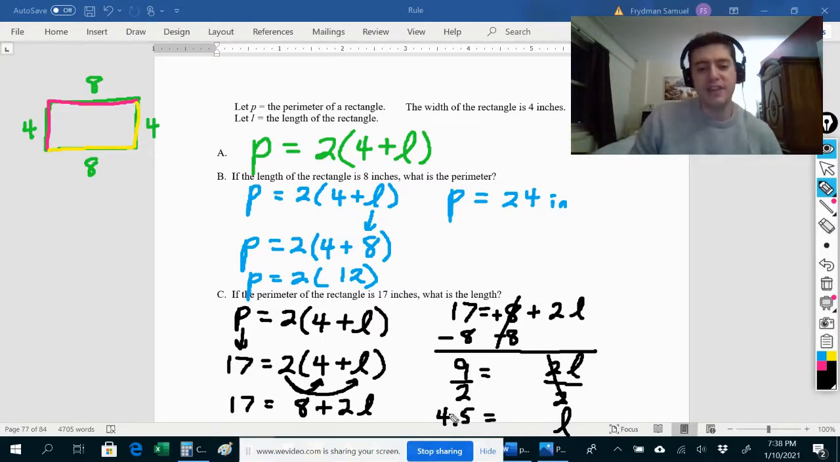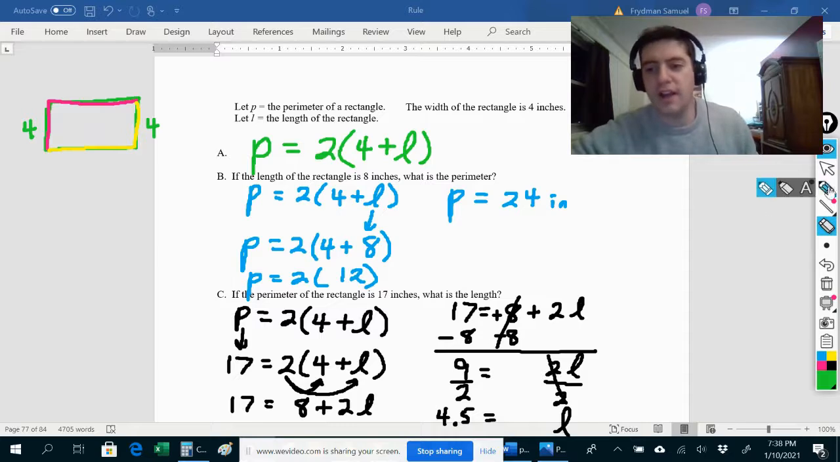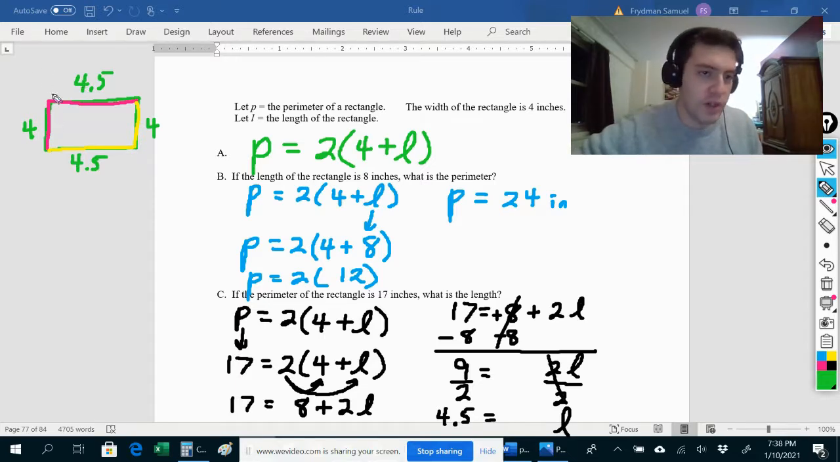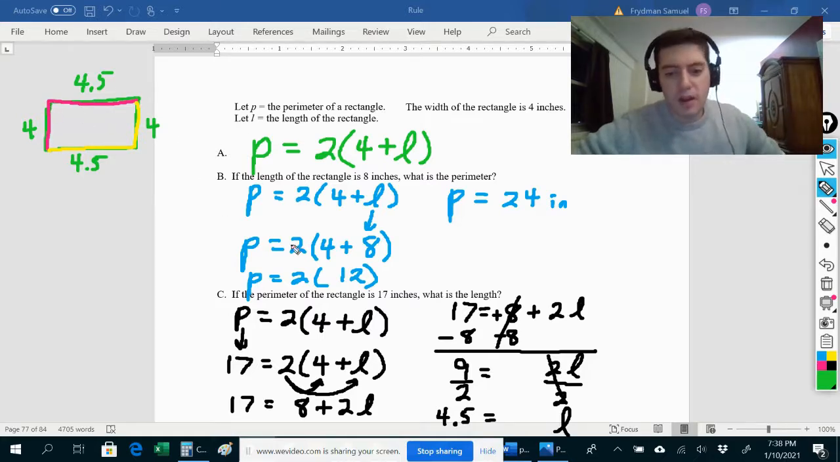Now let's go ahead and see if this answer makes sense. So we just figured out that the length of the rectangle is 4.5 inches. So if the length of the rectangle is 4.5 inches, I'm not drawing this to scale, obviously, because if this is 4 inches and this is 4.5, this should not look so much bigger than this side because it's only half an inch longer. But anyway, let's see. So I have, let's do it this way. 4 plus 4 is 8, and 4.5 plus 4.5 is 9.